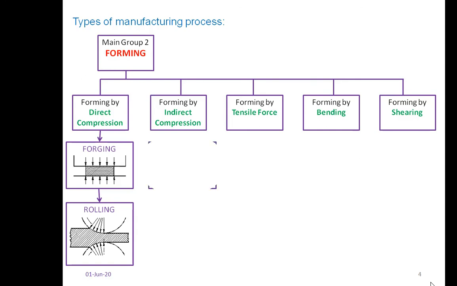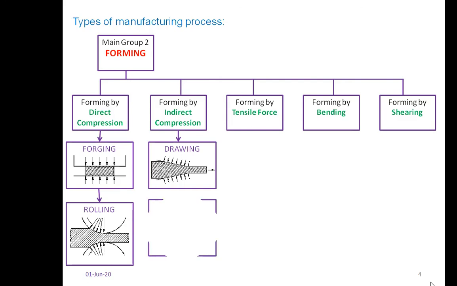Then the indirect compression process. Wire drawing is indirect compression process. Now you can observe the wire or rod is pulled through the die by applying tensile force, but the deformation is carried out by the compressive force. The arrow indicates the compressive force and the material is pulled by tensile force. Then extrusion process, the material is compressed.